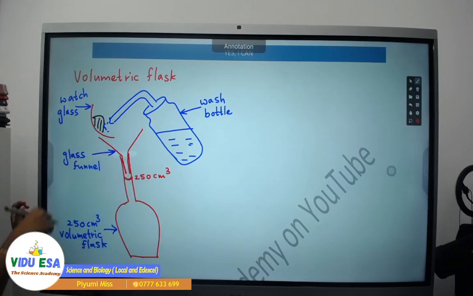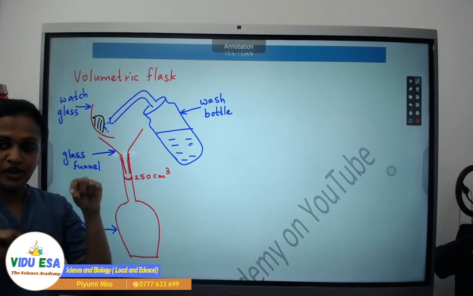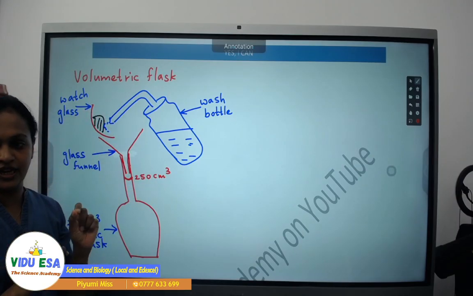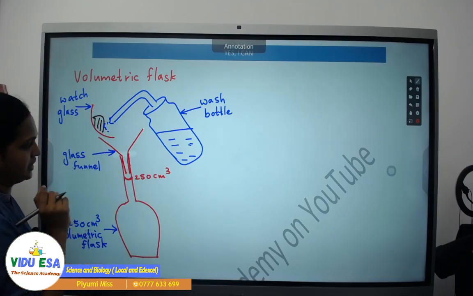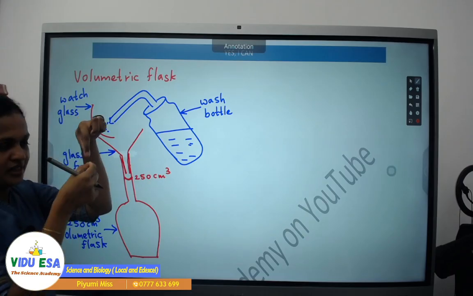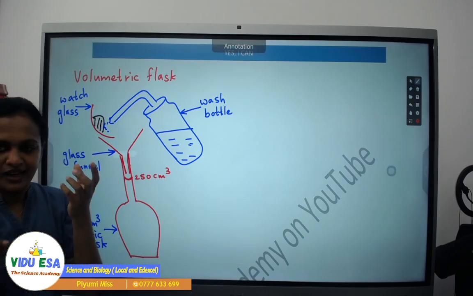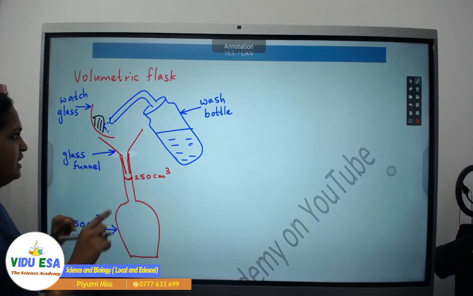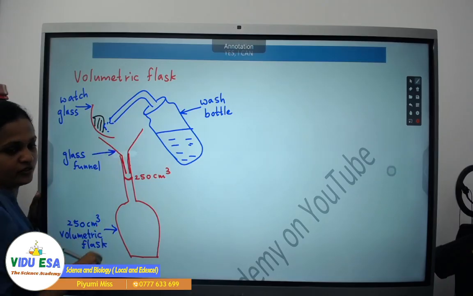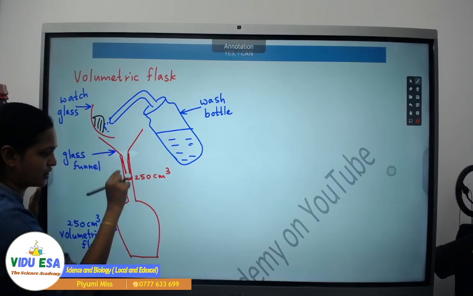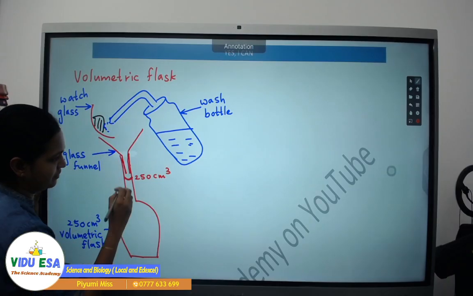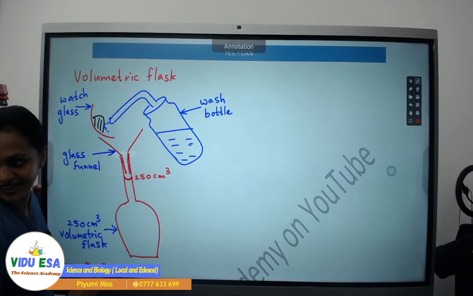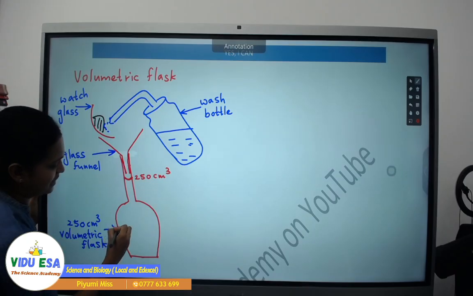Now, wash. After that, you have to wash either side of the watch glass as well. If at least a tiny particle is in contact, you have to wash all these. Then you have to wash the inner side of the funnel also. Right? It should be something up to this.